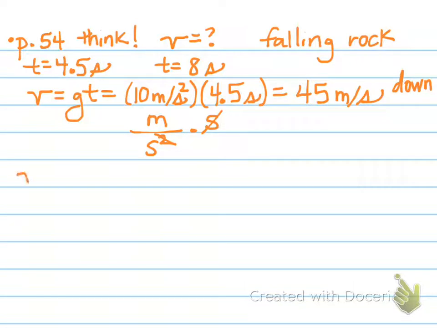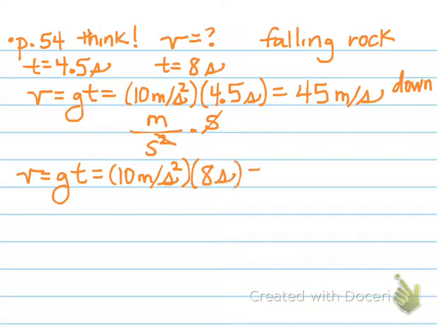So then we do the same thing for the second one. Our equation is still our velocity equals our acceleration due to gravity times our time. Our acceleration due to gravity that we're going to use is 10 meters per second squared. Our time this time is 8 seconds. 10 times 8 is 80. And our units are going to be meters per second. And again, if I want to make it a velocity, I can say it's going to be down.